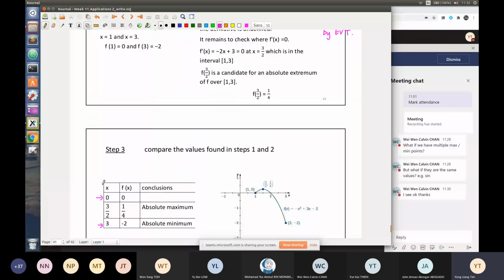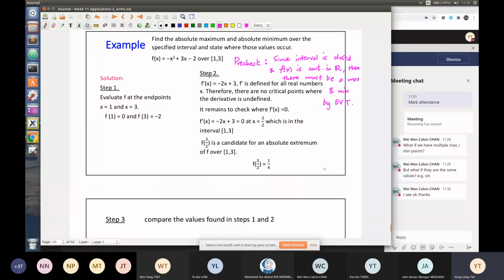Then subsequently step 2. You solve for f prime does not exist or equals 0. So you're going to solve for both. f prime is actually just a linear function. So you set it equal to 0, you can calculate x very easily. So your x is actually 3/2. Then make sure you check, is this 3/2 inside the interval? This is important.